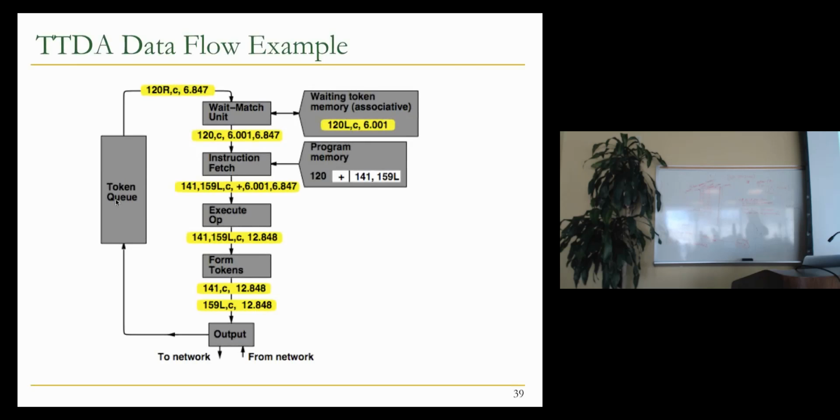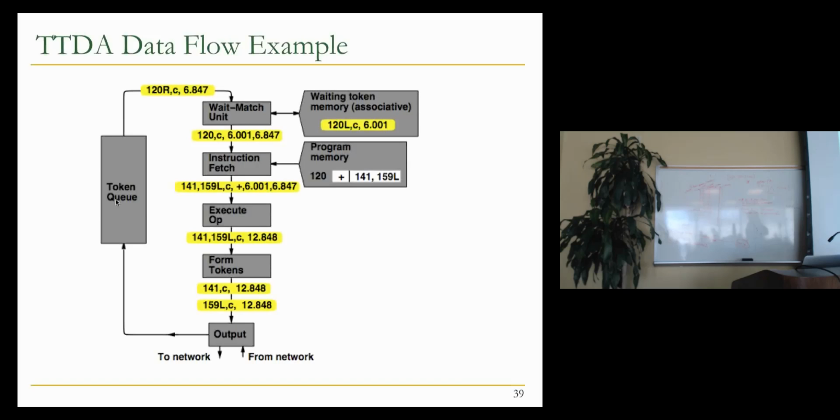Okay. Anyway, so this is the instruction that is to be fetched. In the instruction fetch stage, the program memory is accessed at the location that's specified by the instruction pointer. So you fetch this instruction and form an execution packet. So what is the execution packet?